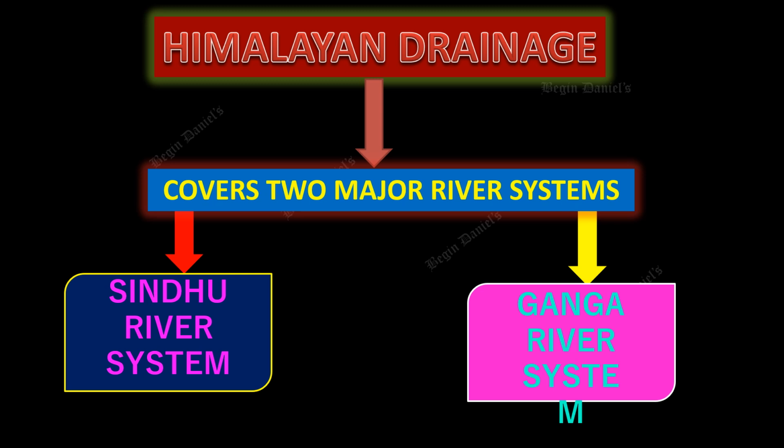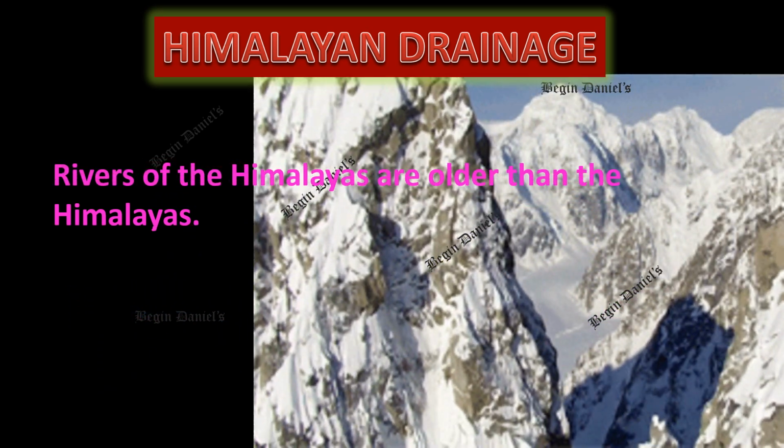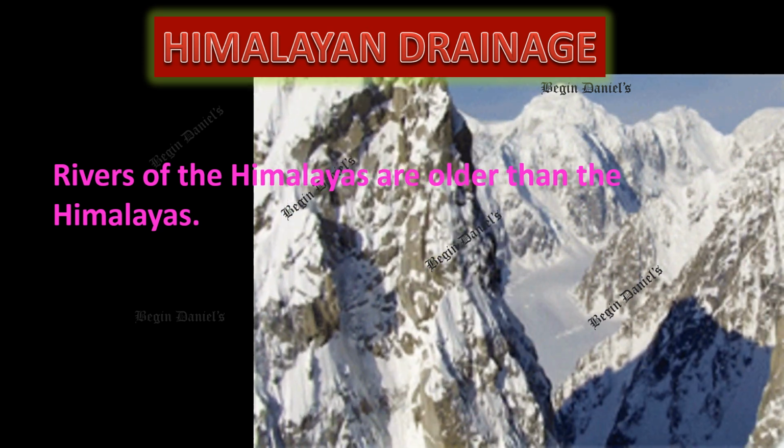Himalayan drainage. It covers two major systems. One, Sindhu river system, and the second, Ganga river system. Rivers of the Himalayas are older than the Himalayas.